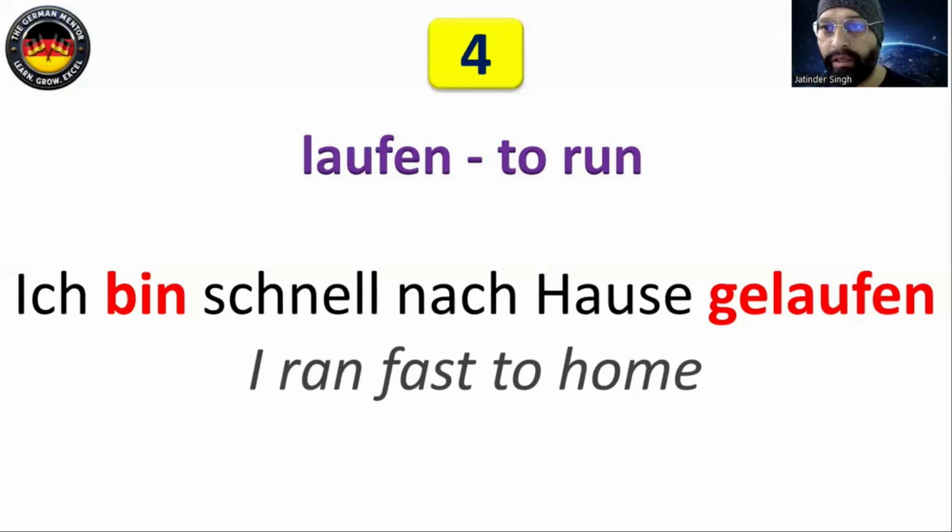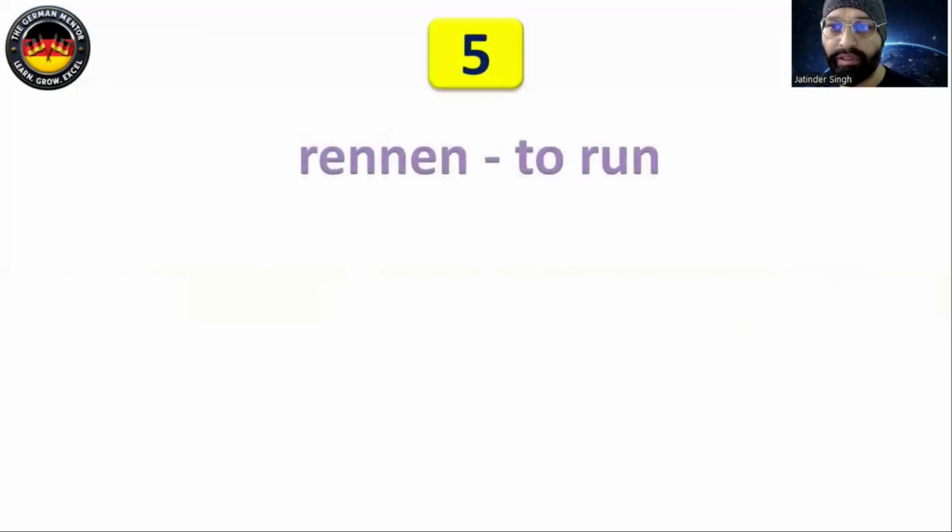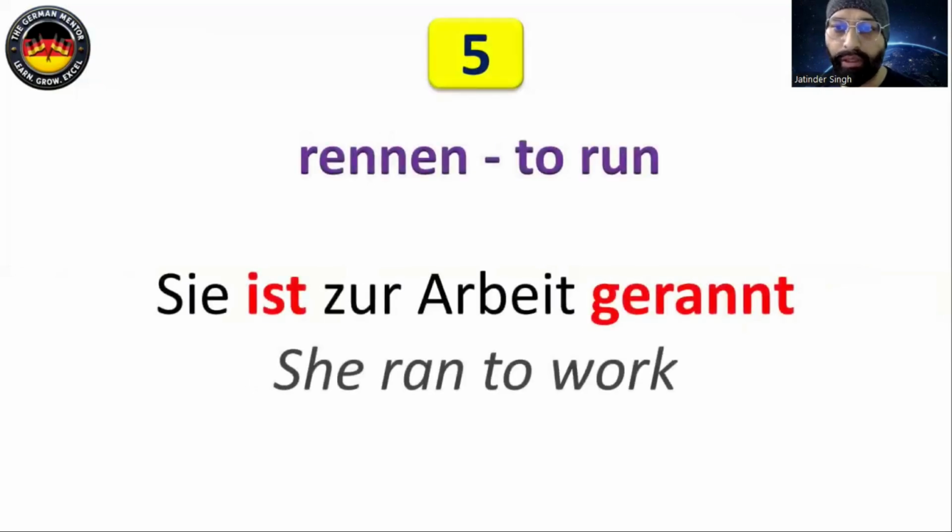Ich bin. The next one, number fünf, rennen, which means to run. So there is also a movement in this verb. Sie ist zur Arbeit gerannt. She ran to work. So sie is the subject, so the conjugation will be ist, and rennen will change to gerannt.